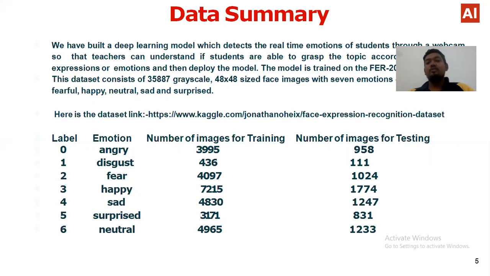We use the FER-2013 dataset for our project. It consists of 35,887 grayscale images of 48 by 48 size with 7 emotions: angry, disgust, fearful, happy, neutral, sad and surprised, to know the expression or feedback from the student. So here is the Kaggle link. We got the dataset from Kaggle, and it is a good and very clean dataset to use for our model. It has 7 labels, such as angry, disgust, fear, happy, sad, with testing and training data.